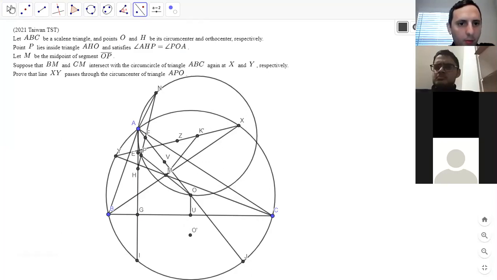So AN is OO prime. And AO is the radius of the circle. So maybe NAO is congruent to O prime O and then something else. I don't know. Maybe O prime OX or something. Yeah, I'm not sure.